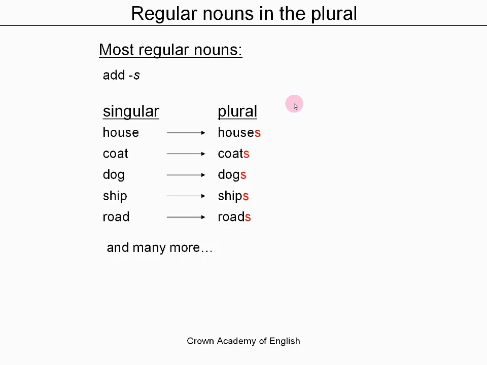Now, since this lesson is a grammar lesson and not a vocabulary lesson, then I won't be defining these words. Okay, so if you don't know what these words mean, then I suggest that you look in a dictionary. Okay, that is not the aim of the lesson today. The aim is to teach you the grammar rules, not to teach you the vocabulary. All right.